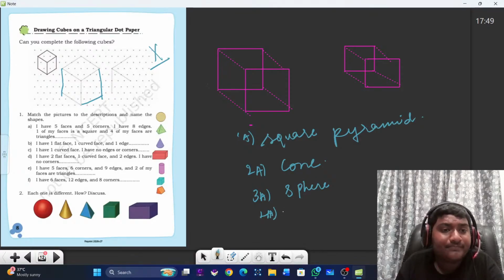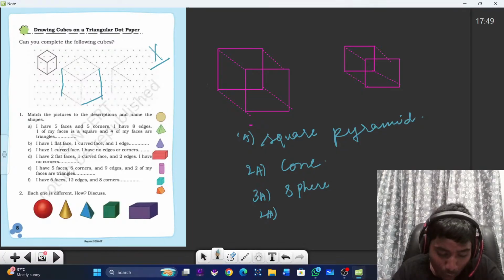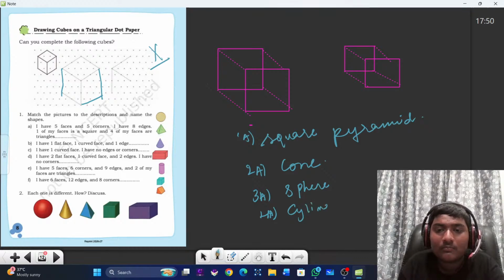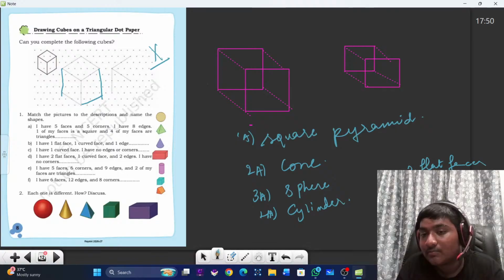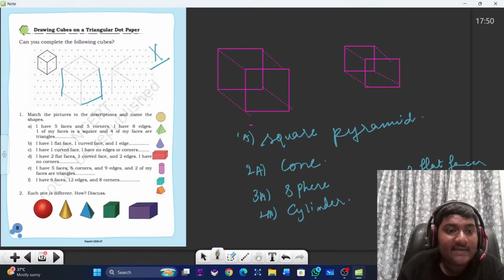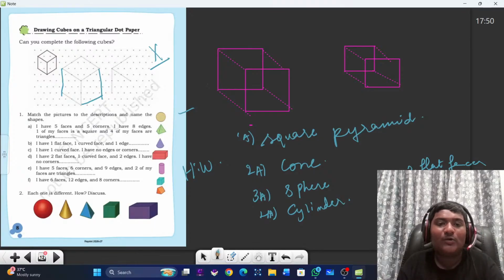Coming to the fourth question: I have two flat faces, one curved face, and two edges. I have no corners. So, cylinder will be your answer. It has two flat faces, one curved face, and two edges. It has no corners. Yes, E and F will be your homework. Okay, the shapes are given by them only. Just try to identify. Yes, children.